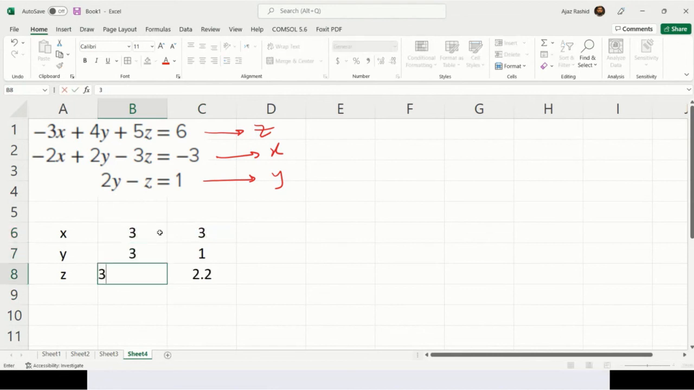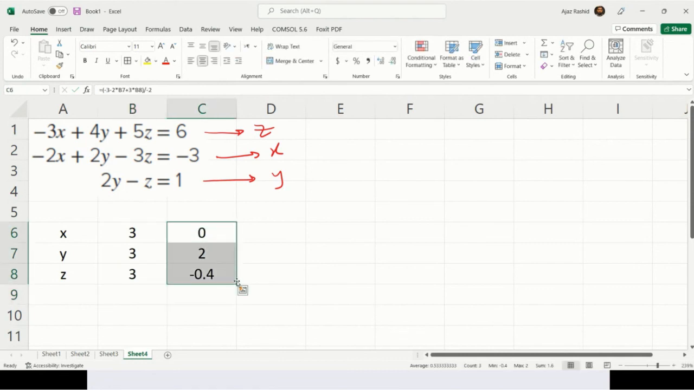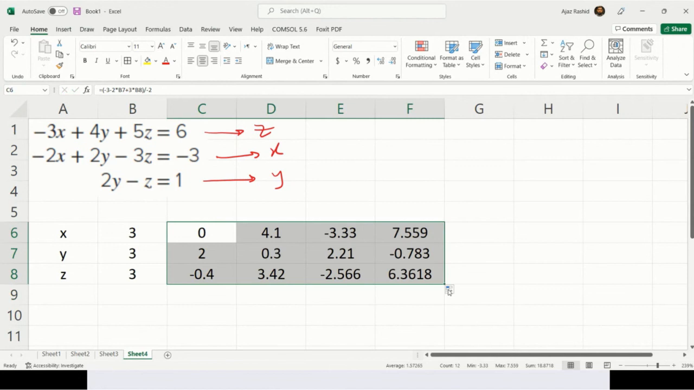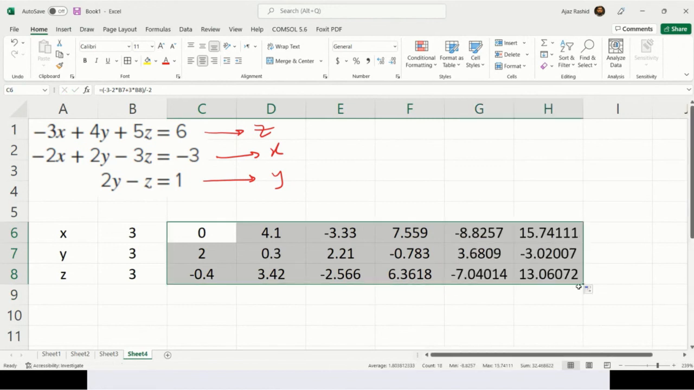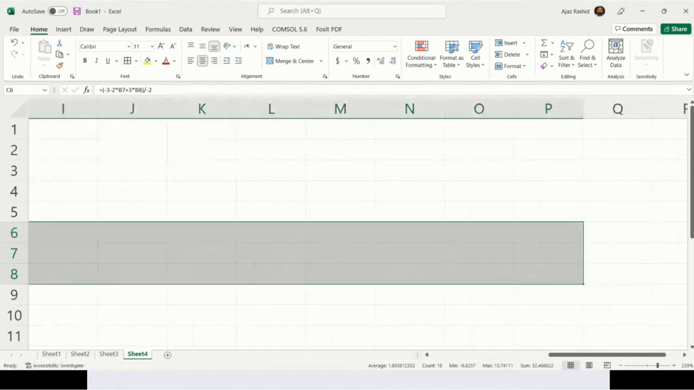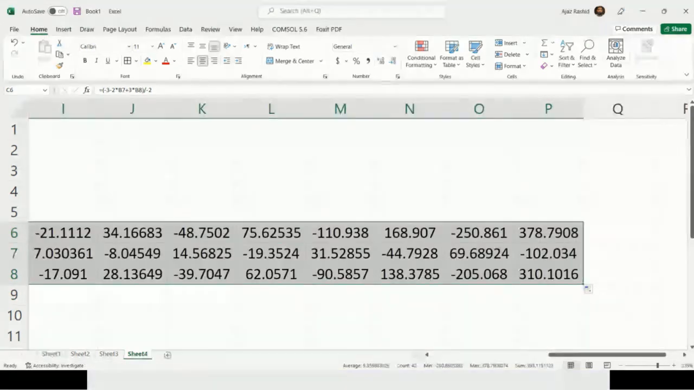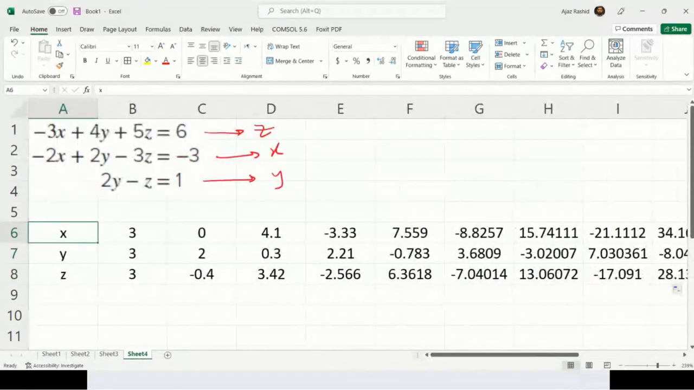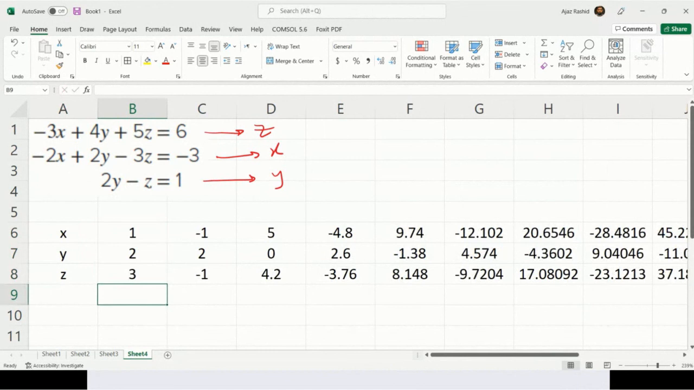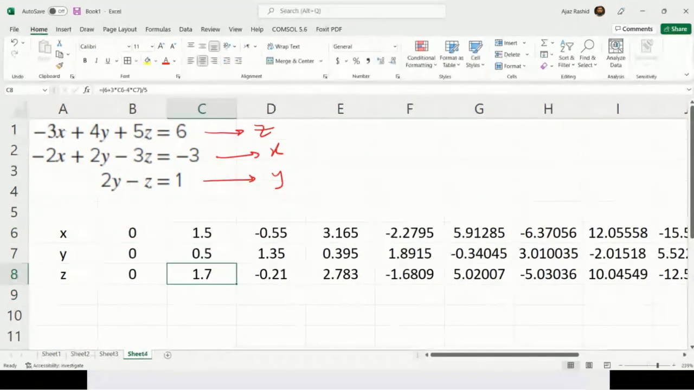Let's say I start with 333. And of course, we can see that the values are diverging. They get bigger and bigger and bigger. 111 is the actual solution, so therefore it directly converges. What if I have 1, 2, 3? We still see that it is diverging. What if I have 0, 0, 0?